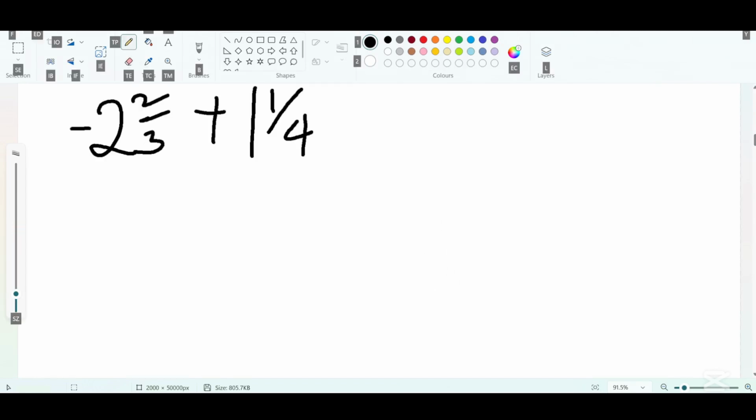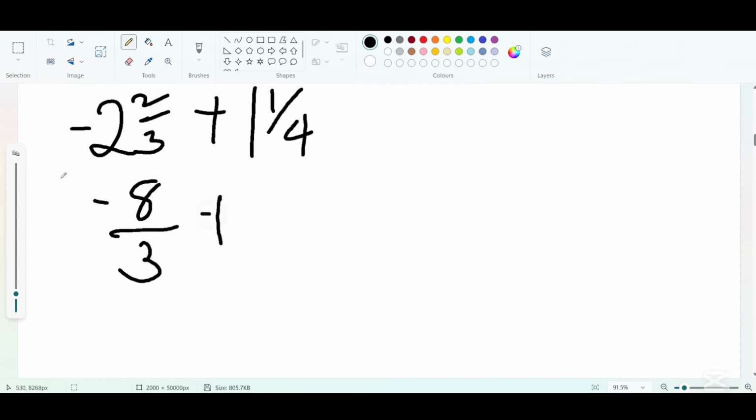Okay, looking at this example, we have minus 2 whole number 2 all over 3, plus 1 whole number 1 all over 4. So what do we do first? The first thing we do is to convert the mixed fractions to improper fractions. So it's going to be minus, 3 times 2 is 6, plus 2, that will be 8. So that will be minus 8 all over 3. Now plus, this is going to be 4 times 1, 4, plus 1, that will be 5. So this is going to be 5 all over 4.